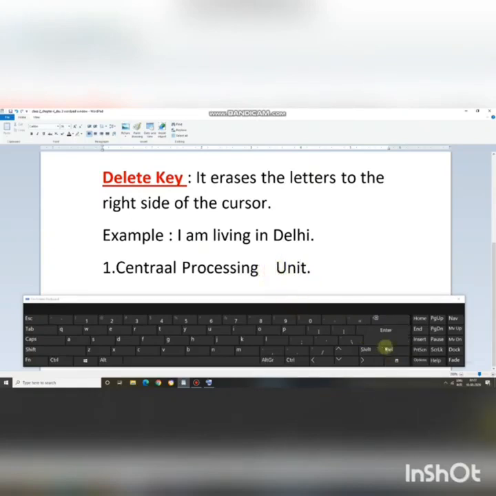Now I will shift my cursor with the help of the delete key, and if you can see, all the spaces are erased from the right hand side. Very good. Now there is no mistake with the processing.